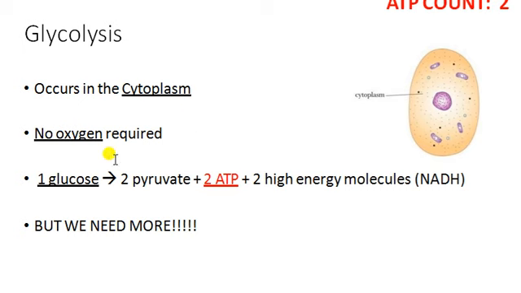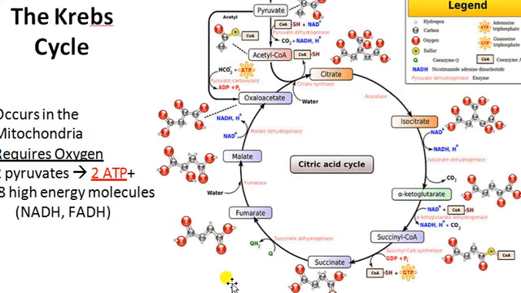So this is all about glycolysis. It occurs in the cytoplasm and does not require oxygen. After glycolysis, one glucose is converted into 2 pyruvate plus 2 ATP plus 2 high energy molecules. Next cycle. At the end of the glycolysis, the pyruvate is formed.